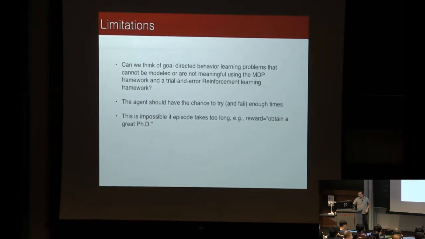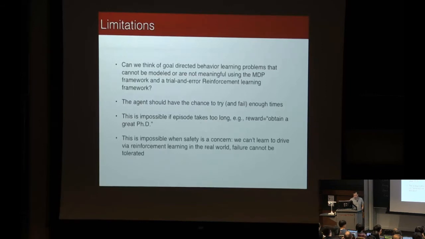And generally, this is impossible when safety is a concern, right? So for example, it's very difficult to learn to drive via reinforcement learning in the real world, right? Because you can't build a system and say, okay, run this policy. You hit another car and say, well, that's bad. Let's try another one. You hit a pedestrian and say, well, that's also bad. Let's try another one. So this is one of the challenges of reinforcement learning, right? We'll talk about this as we go through the course.